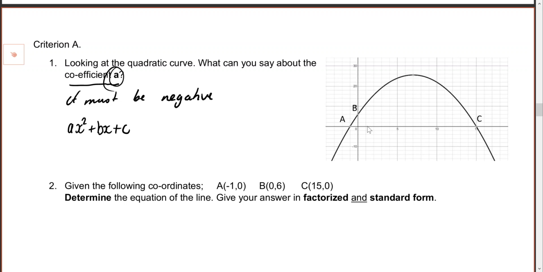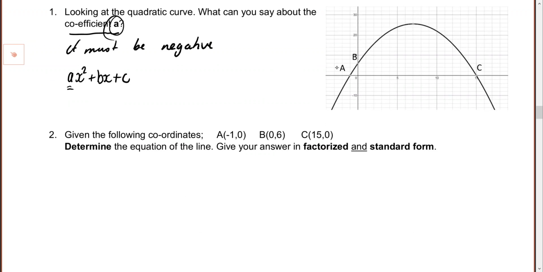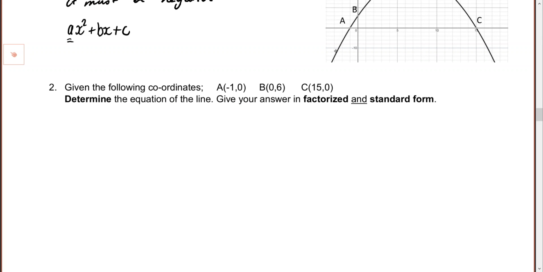Okay, what do I know about A? If the curve is that way up, it must be negative. Yeah, that's the first. And I know I can ask you that because I asked you that question in class. We discussed that and you told me pretty quick, so I thought I'll chuck that one in. The reason is that when you then want to do part 2, you're expecting an A coefficient that is negative. Why did I feel that was helpful?